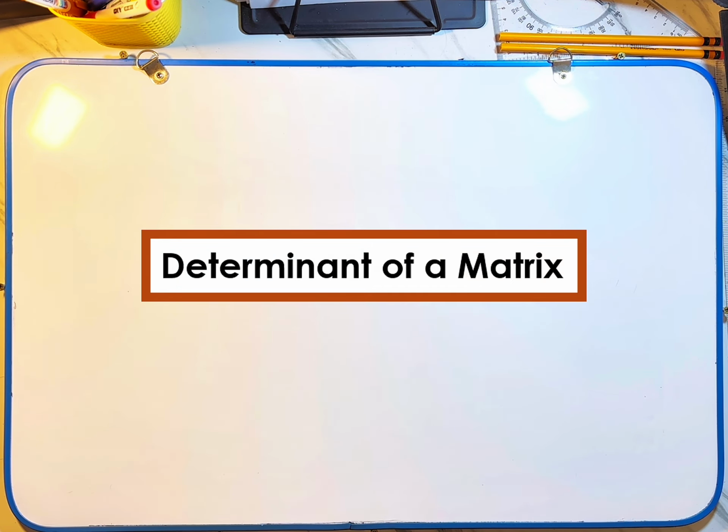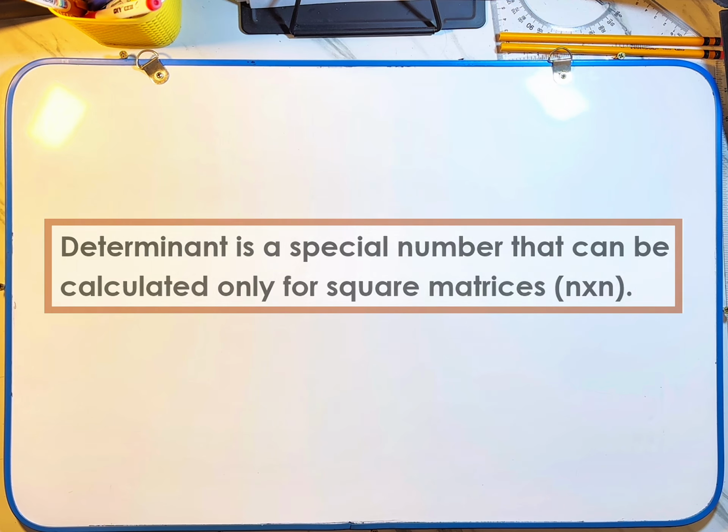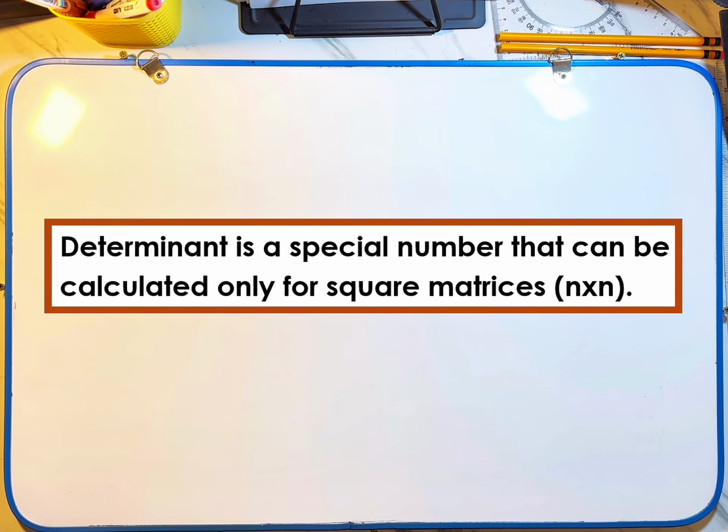Hello, in this video, let's discuss determinants. A determinant is a special number that can be calculated only for square matrices. Determinants are important because they are related to concepts like area, volume, and invertibility, which only make sense when the matrix represents a linear transformation. And for getting determinants, we usually use what we call the basket method.